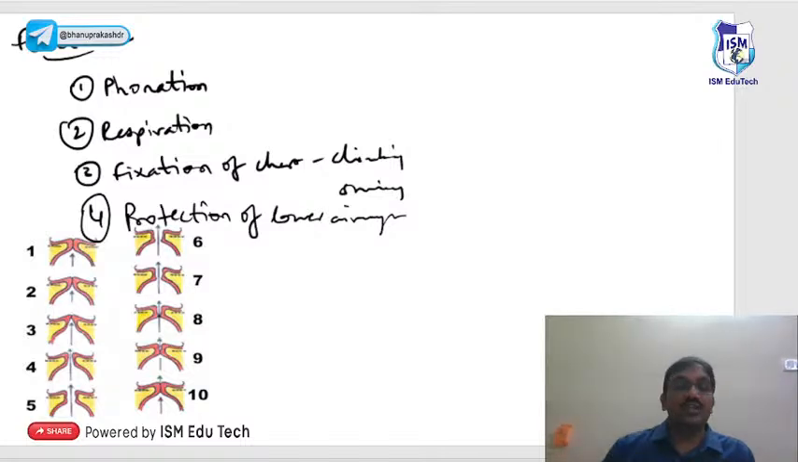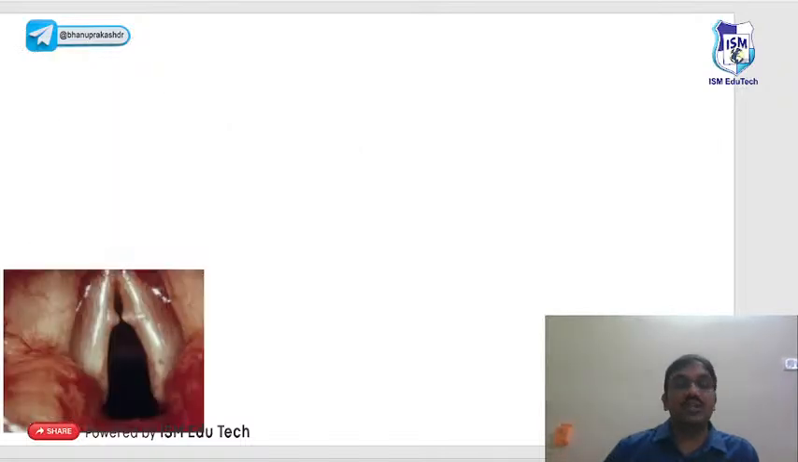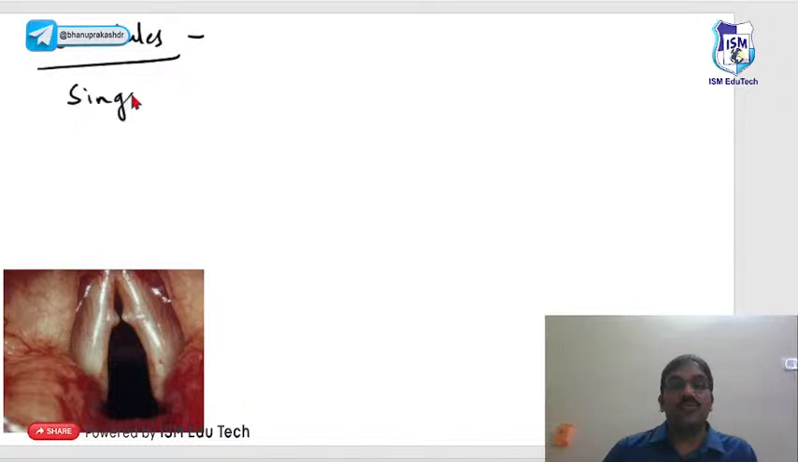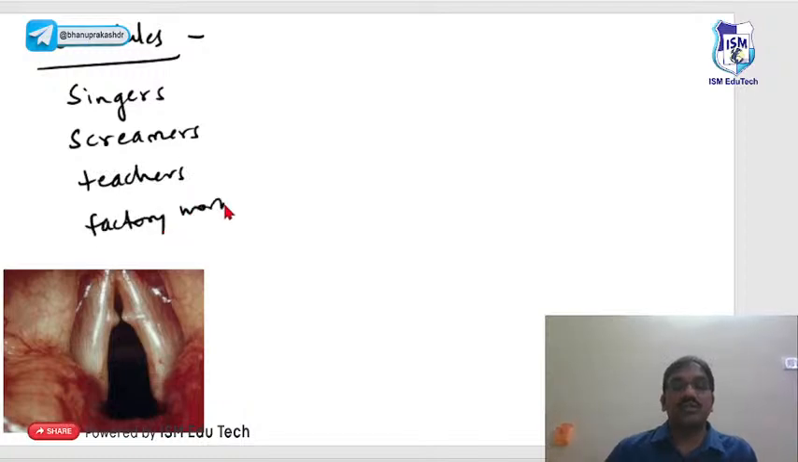Coming to the conditions of the vocal cord, the first condition is benign lesions of the vocal cord: nodules. Most commonly, these are seen in professional voice users, singers, screamers, teachers, and factory workers. You can see this condition mostly in them because they need to use their voice the most. So that is your vocal cord nodules.